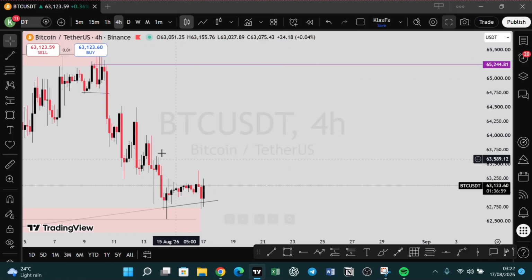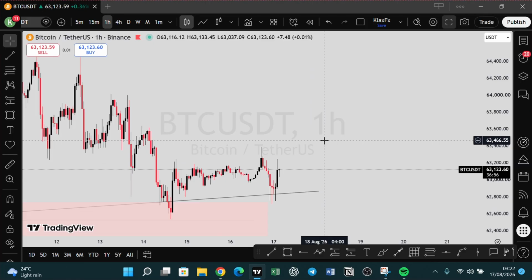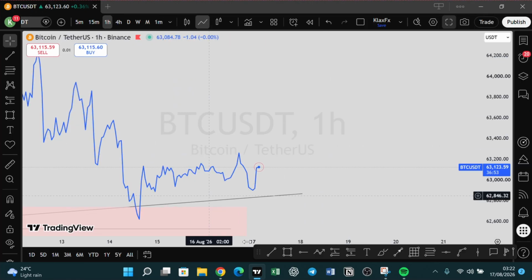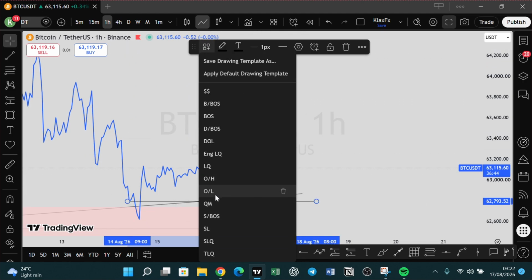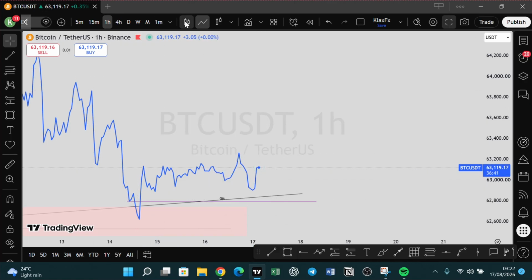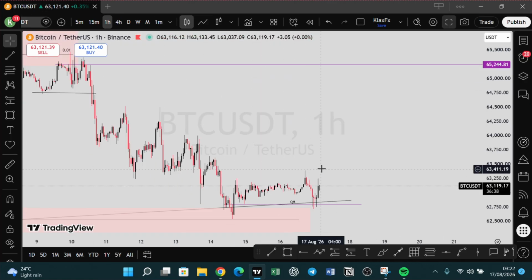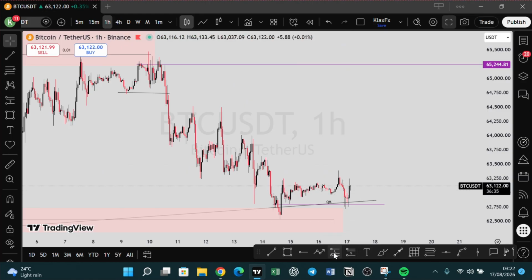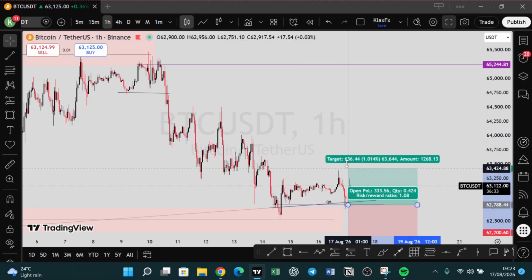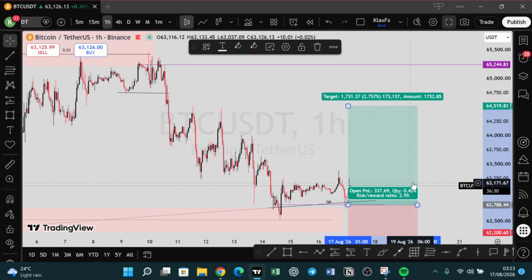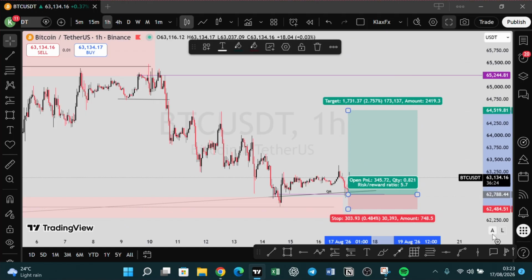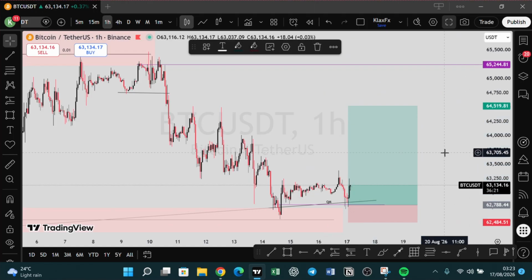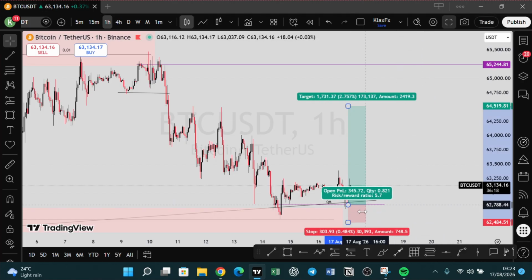If that is the case, where is my POI? So I can go to one time frame below, which is the 1 hour time frame. On the 1 hour time frame, I can refine my POI to be this zone. As you can see, we're already tapped in the trade, and we're targeting at least this high here. It's about 1:5 on Bitcoin. So this is what we are looking at currently.